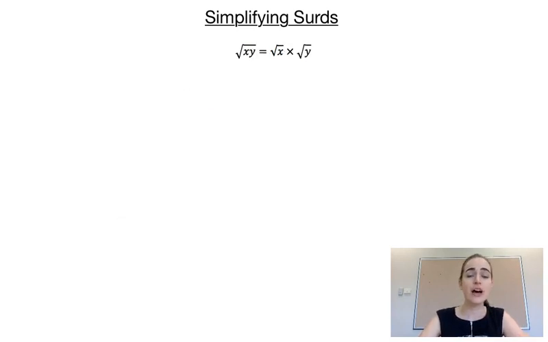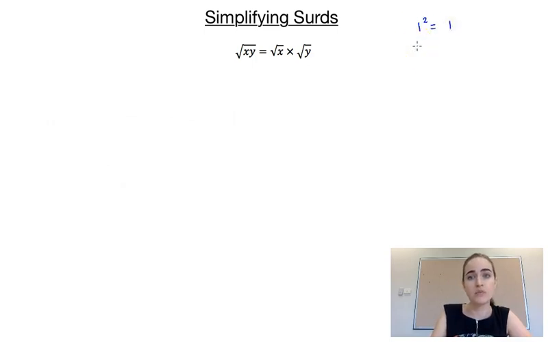The second rule I want to have a look at is if we've got the square root of two things multiplied together, then that's equivalent to the square root of the first one times the square root of the second one. So to be able to use this in practical questions, we need to know our square numbers.